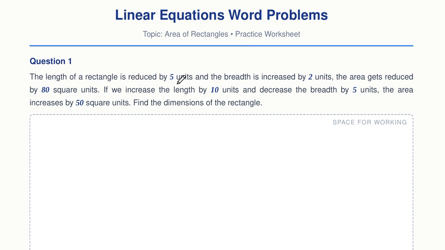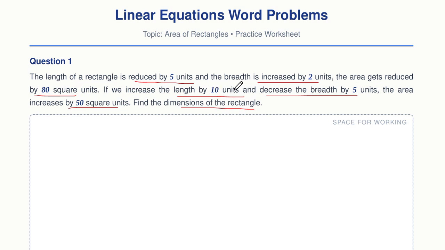The length of the rectangle is reduced by 5 units and the breadth is increased by 2 units. The area gets reduced by 80 square units. The other condition is the length is increased by 10 units and the breadth is decreased by 5 units. Then the area increases by 50 square units. Find the dimensions of the rectangle.